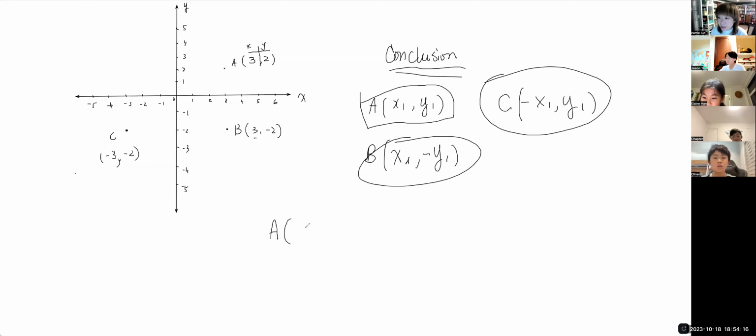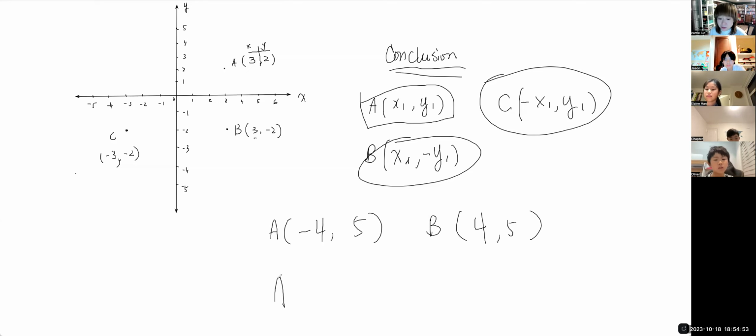If A is -4 and 5, I want you to give me B, which is the symmetry reflected over the y-axis. Could you immediately give me the ordered pair? It's 4 and 5. Very good. Good job. If I want the same A reflected over the x-axis, what is C?